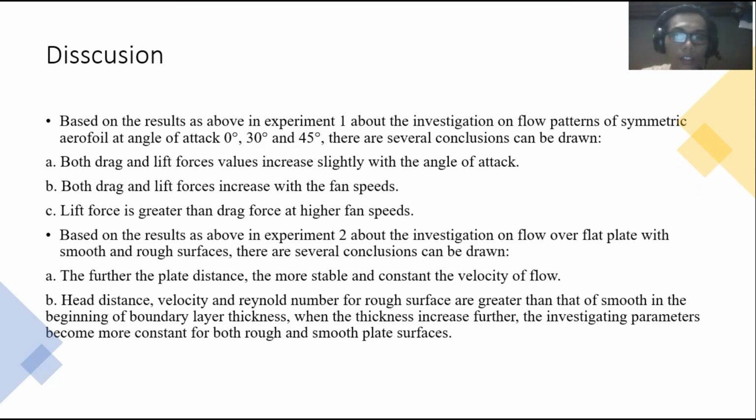For experiment 2, about the investigation on flow over flat plate with smooth and rough surface, there are several conclusions that can be drawn. The first one is the further the plate distance, the more stable and constant the velocity of flow. And the head distance, velocity and Reynolds number for rough surface are greater than those of smooth surface in the beginning of boundary layer thickness. When the thickness increases further, the investigated parameters become more constant for both rough and smooth plate surface. So that's all from me. Thank you.